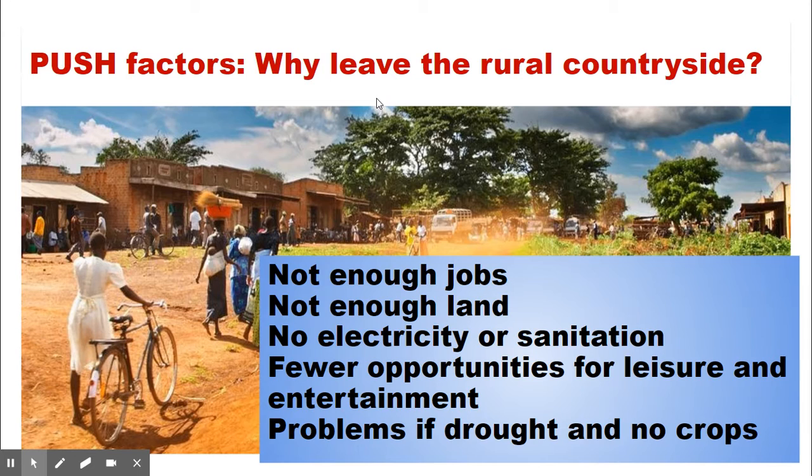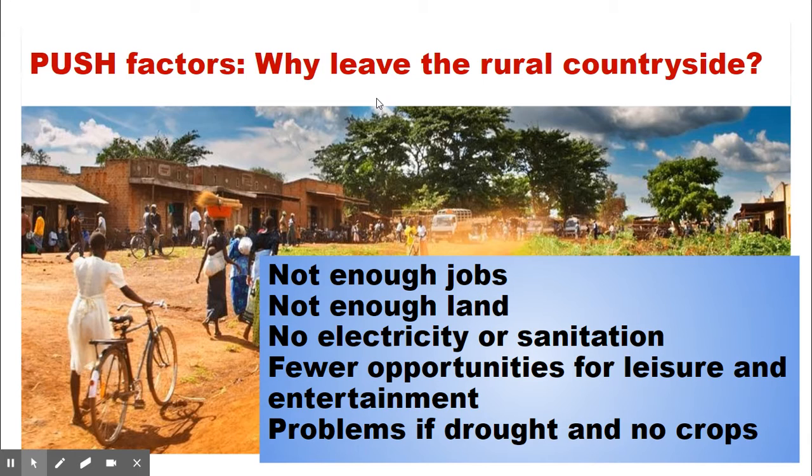It might be there's no electricity or sanitation, things like water pipes, sewage for our human waste. It might be that there's simply no opportunity for leisure and entertainment, things like sports grounds, cinemas, shops, shopping malls. And it might be that if there's been a very dry period of time, not enough rain, there simply might not be enough food, not enough things have grown. So people need to leave the countryside to go and live in the city.